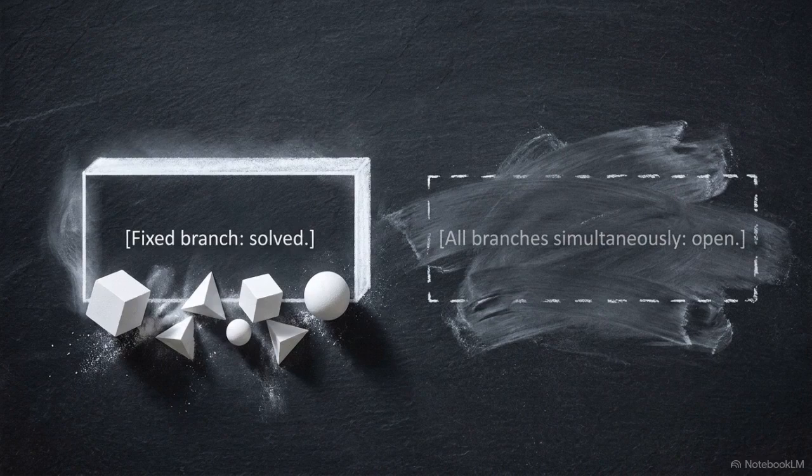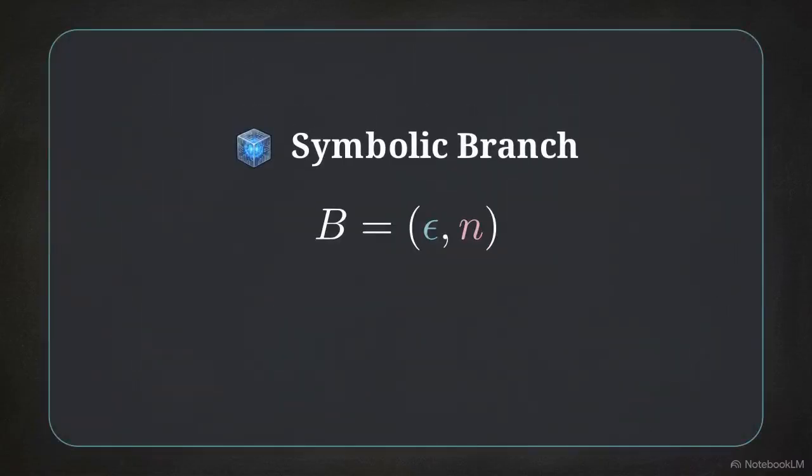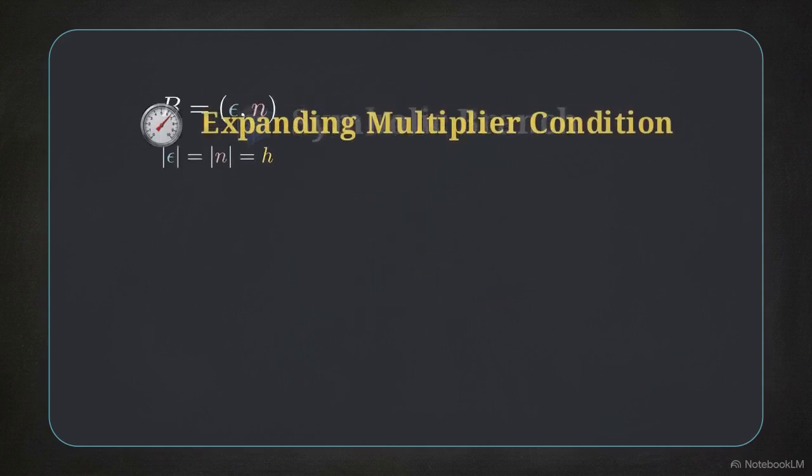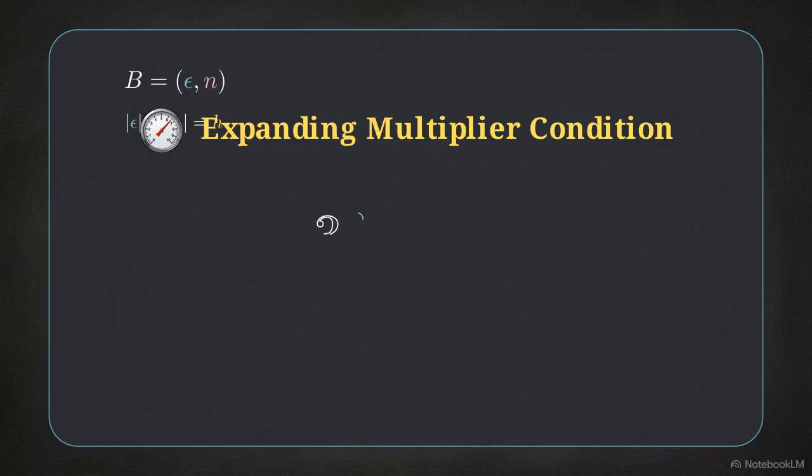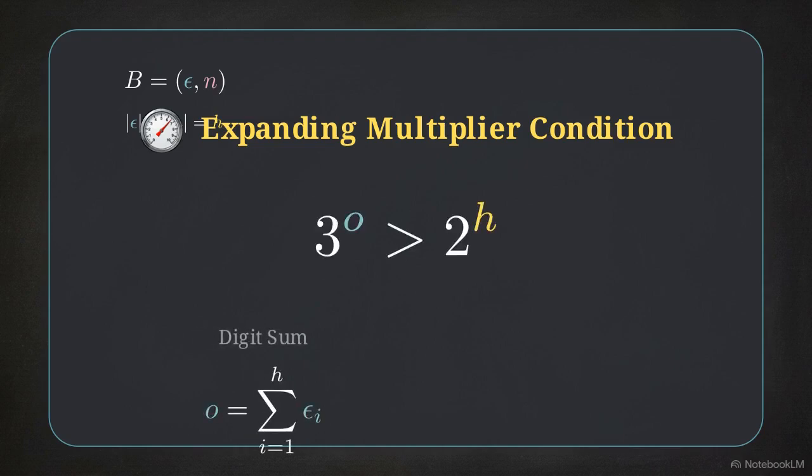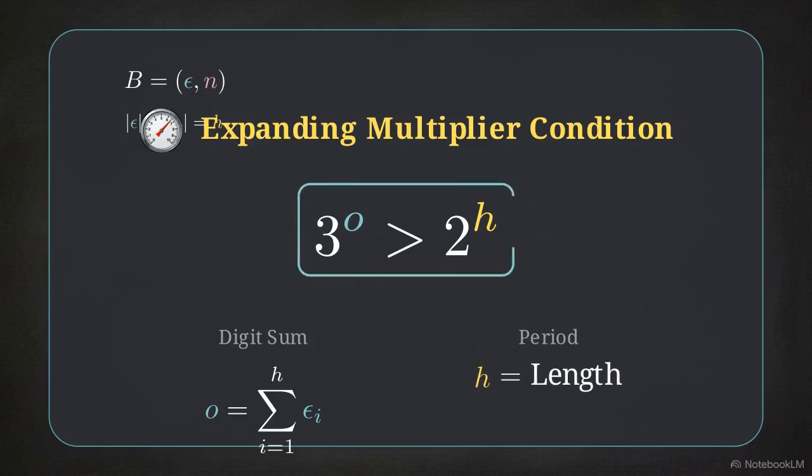Within affine fixed-point systems, there is a sharp divide between what we can prove and what we can only observe. The system begins with a single symbolic branch, defined by tuple epsilon and n, spanning length h. To be viable, it must meet the expanding multiplier condition, 3 to the power of digit sum O, strictly greater than 2 to the power of length h.